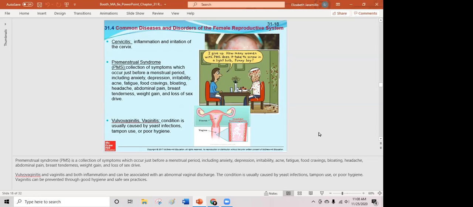Premenstrual syndrome, or PMS as it's known, is a collection of symptoms which occur just before a menstrual period, including anxiety, depression, irritability, sometimes acne, fatigue, food cravings, bloating, headache, abdominal pain, breast tenderness, weight gain, and loss of sexual drive, okay? So yeah, it's kind of an issue, but it doesn't always affect everybody the same, right? Everybody's hormones are a little bit different. Everybody has a different kind of cycle. But yeah, that's a lot to deal with. Sometimes we just wish men would get it, right?